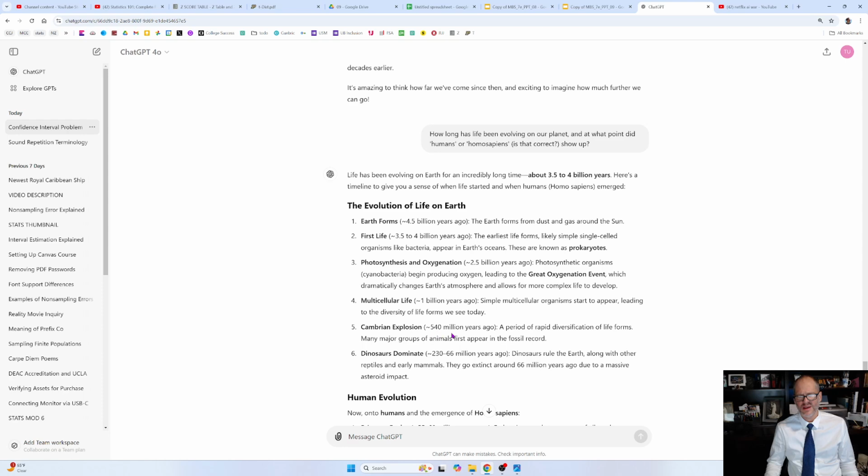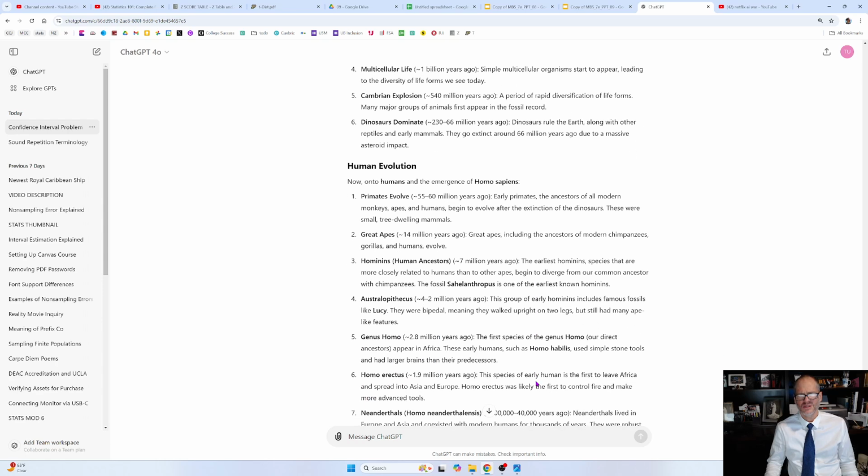Cambrian explosion, 540 million years ago, a period of rapid diversification of life forms. Many major groups of animals first appear in the fossil record. Dinosaurs dominate 230 to 66 million years ago. Dinosaurs ruled the Earth along with other reptiles and early mammals. They go extinct around 66 million years ago due to a massive asteroid impact.